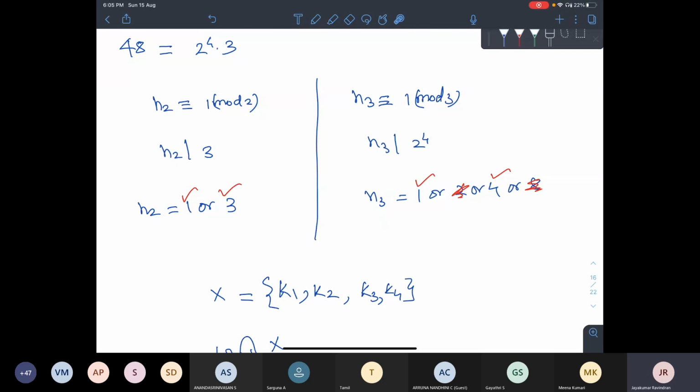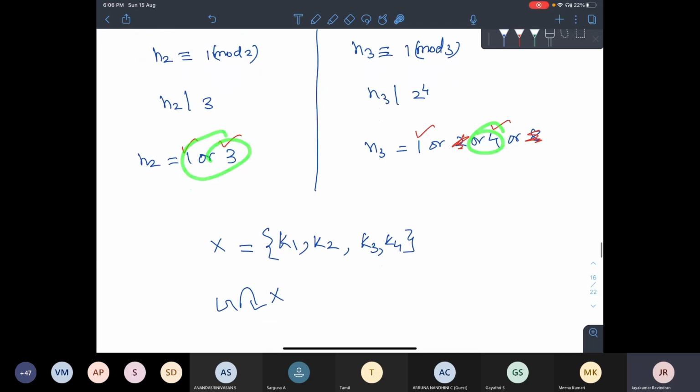N2 is congruent to 1 mod 2 and N2 divides 3, so it is 1 or 3. N3 is congruent to 1 mod 3 and divides 2 power 4, so it is 1, 2, 4 or 8. You can see that 4 is possible, 2 is not possible, 8 is not possible, but 4 is possible, since 4 minus 1 is 3, which is divisible by 3. So we have 4 cases here. Again, I wanted to work on this, but you can work on it also, so I chose to work on this.